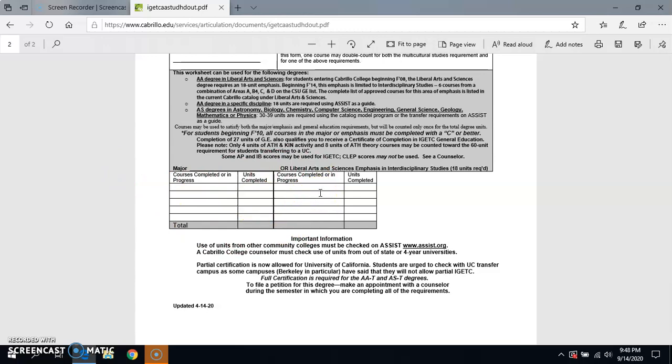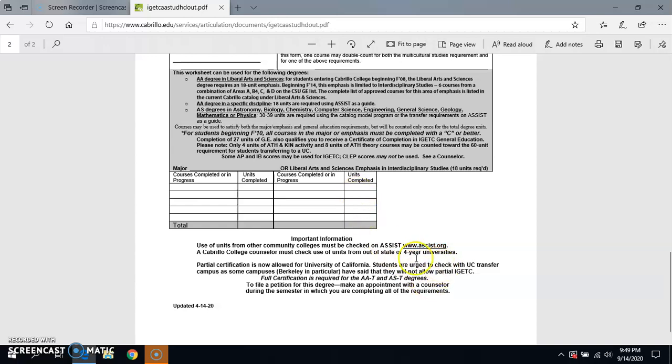In closing, you'll notice how there's some empty boxes down here for the major. This is where the counselor will come into the picture to assist you in determining what class or classes you need in order for you to be eligible to transfer to a 4-year. If your goal is to transfer to a CSU or UC, you might want to start visiting this website down here, assist.org, where you can also find the specific requirements that the school or schools that you are considering transferring to require for you to have.